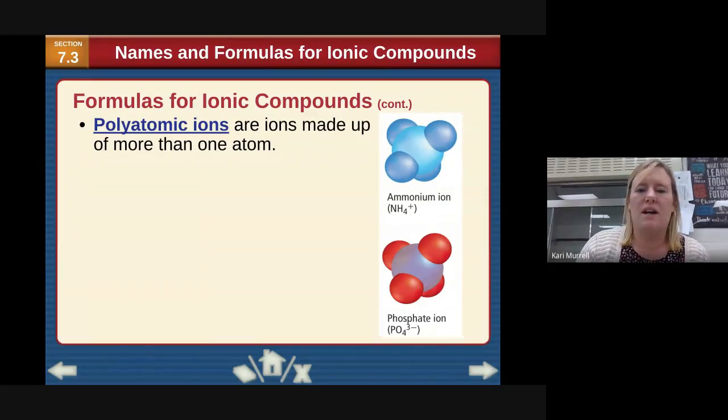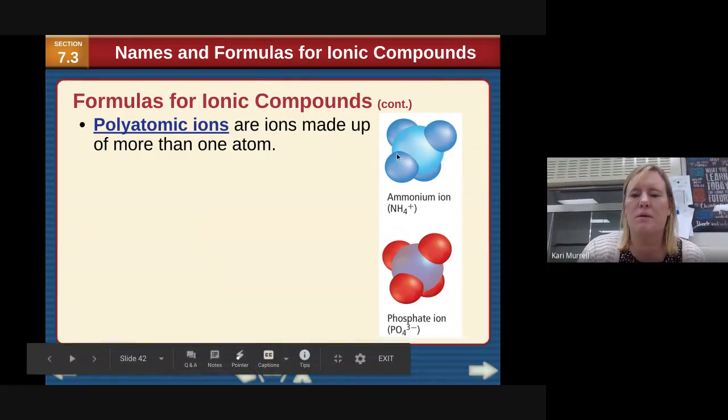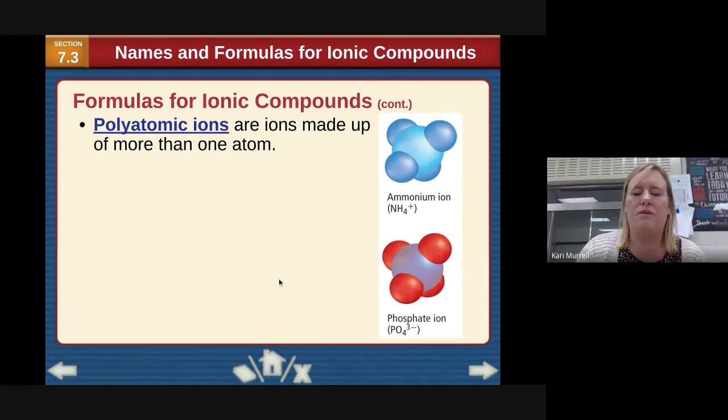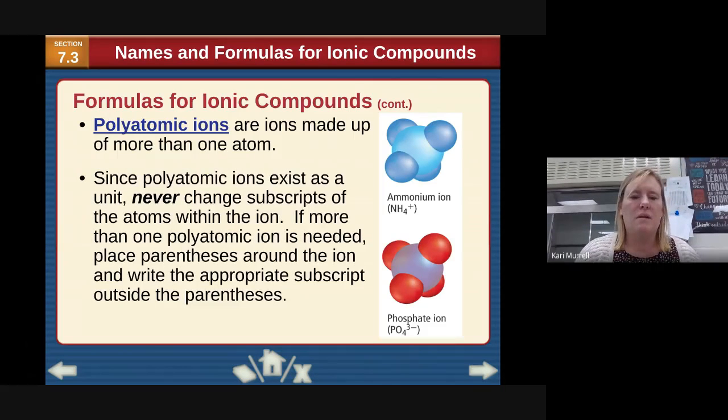Polyatomic ions are ions that are made up of more than one atom. Here we can see ammonium ion, which is NH4, and phosphate ion, which is PO4 with a -3 charge. Polyatomics exist as a unit, and the charge and subscripts never change. On the back of our periodic table, we have a list of common polyatomics and their charges. We will be using that a lot the rest of this year. So flip your periodic table over and take a look at the polyatomics.